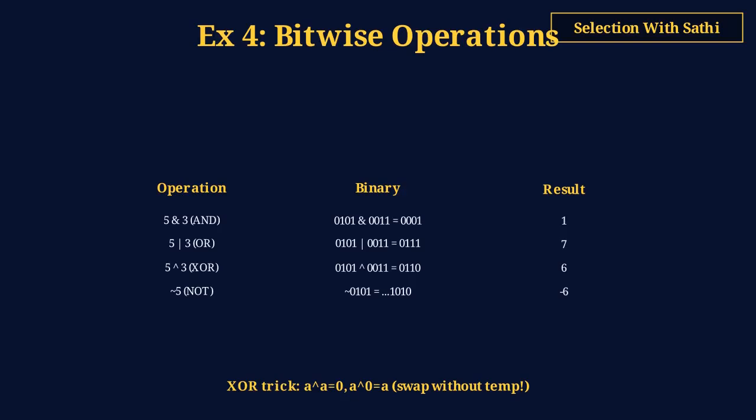A cool XOR trick: A XOR A always equals 0 and A XOR 0 always equals A. This lets you swap two variables without a temporary variable.